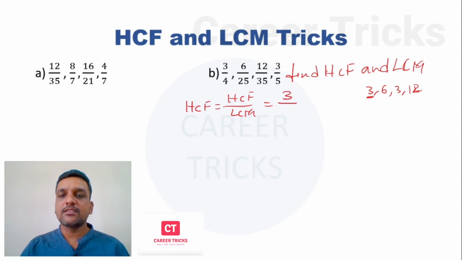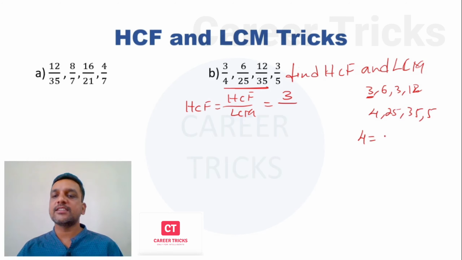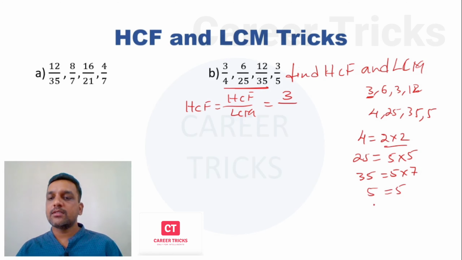Then HCF is 3. Then I will take the LCM of the numbers below, that is 4, 25, 35, 5. What are the factors of these? We'll write. The factors of 4 are 2 into 2. The factors of 25 are 5 into 5. The factors of 35 are 5 into 7. The factor of 5 is 5. How many times does 2 appear here? 2 into 2, 2 times appears. 5 into 5 I can take.